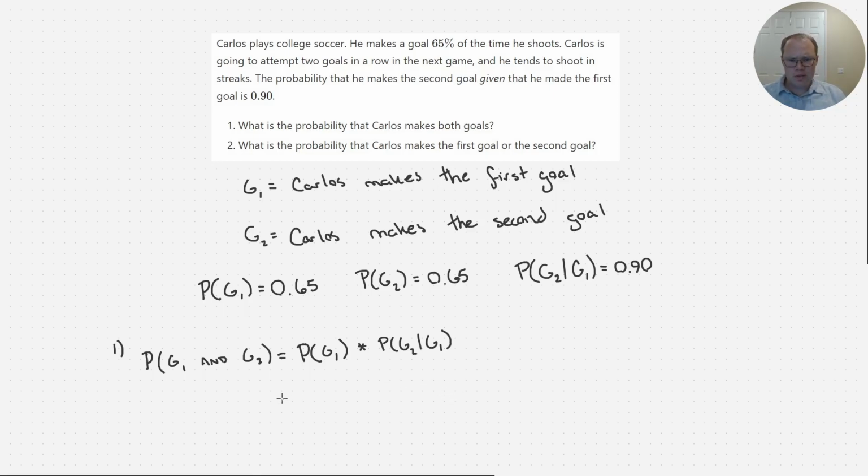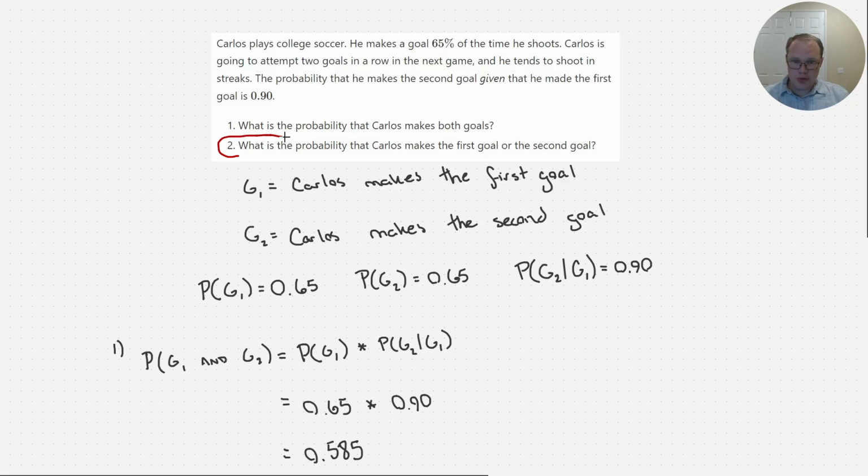Okay? And so just plug in. I guess 0.65 is the probability for G1. And for the probability of G2 given G1, that's 0.90. Okay, so we throw that into a calculator, which I'll do off to the side here, and we get 0.585. Which means there is a 58.5% chance that Carlos is going to make both those goals. Okay? All right. Now let's get to the new stuff.